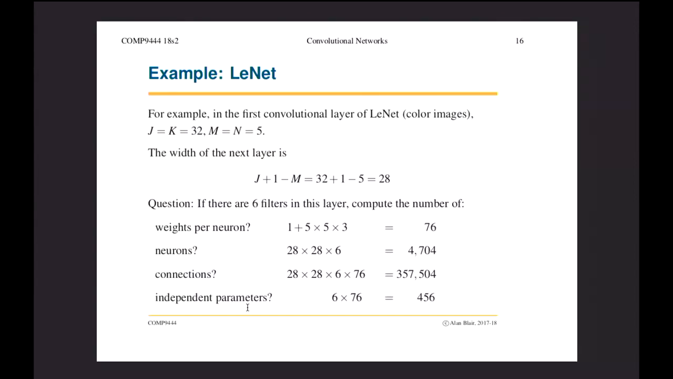So that figure of 357,504 is multiple copies of each of these weights. There are several connections which are constrained to have the same value.